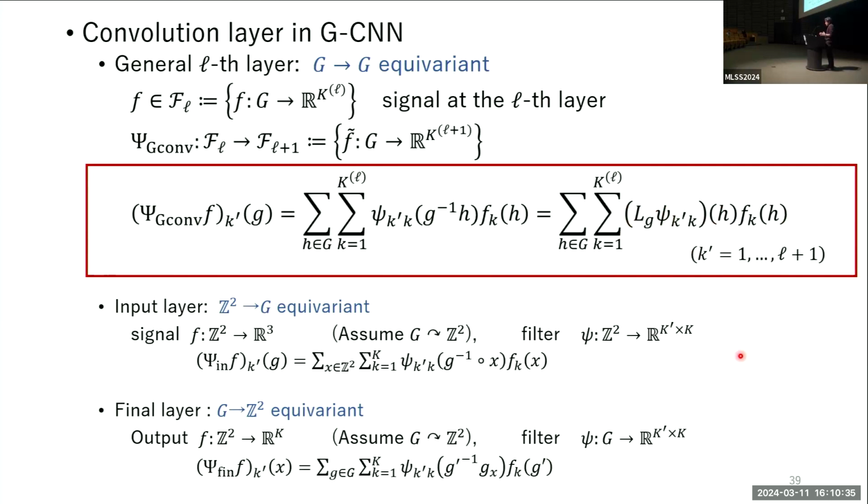In the case of the input layer and the final layer, they may take very special equations, because usually the input layer is like an image. So again, this is a function from Z2. But if G acts on Z2, the space of the pixels, then we can easily extend this definition using the group action on Z2. This is a straightforward generalization, so I skip it. Okay.